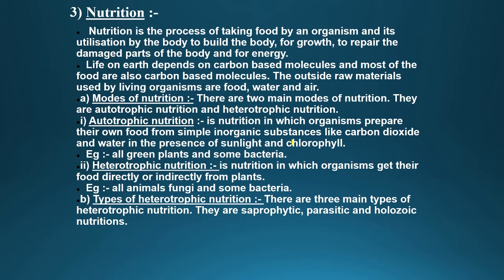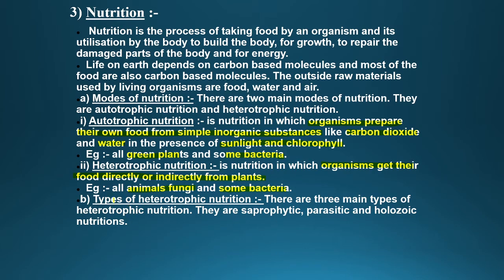Autotrophs are only plants, and heterotrophs are everything else, which is animals, including humans. So autotrophic nutrition is where organisms prepare their own food from simple or inorganic substances like carbon dioxide and water in the presence of sunlight and chlorophyll. Example, all green plants and only some bacteria. Second one is heterotrophic nutrition. This is the nutrition where organisms get their food directly or indirectly from plants. Example, all animals, fungi, and some bacteria.